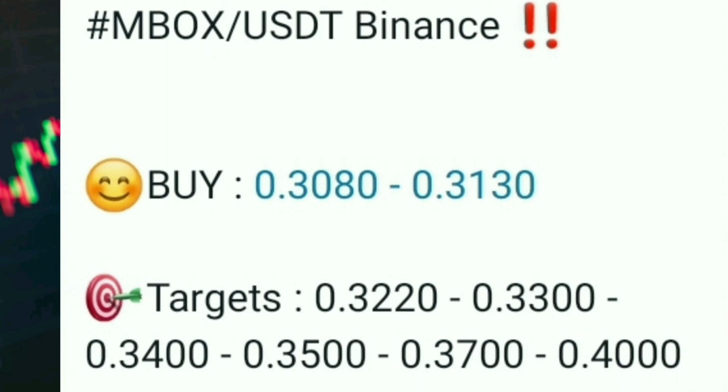0.3080 to 0.3130. That is the range at which we should enter that trade. We should buy that coin when the rate is at that. Now our target, which is to take profit, should be 0.3220 to 0.3300, 0.3400 to 0.3500, and so on. That is it for spot trading on a centralized exchange.